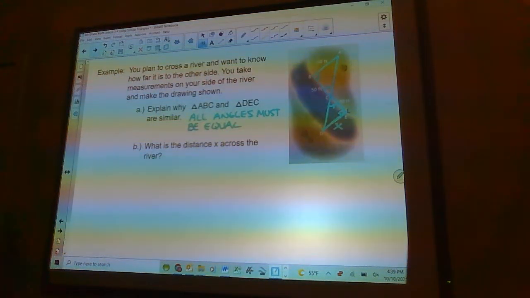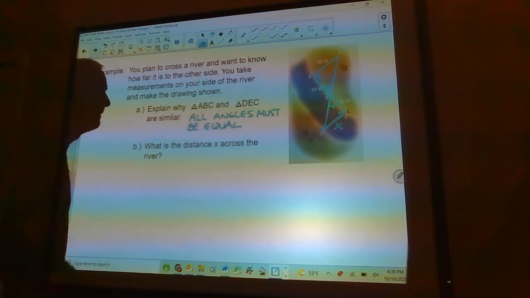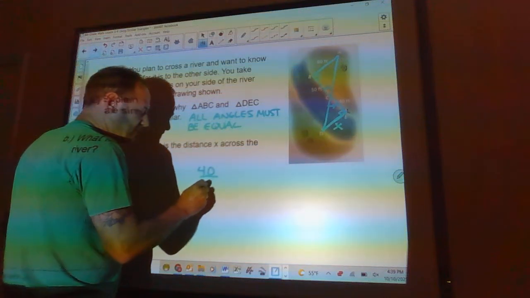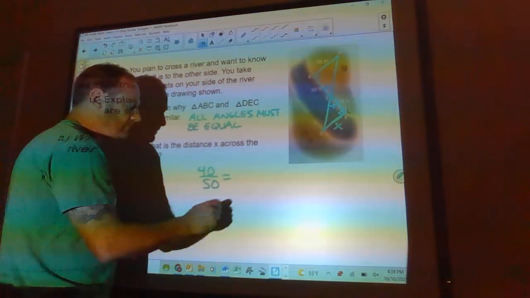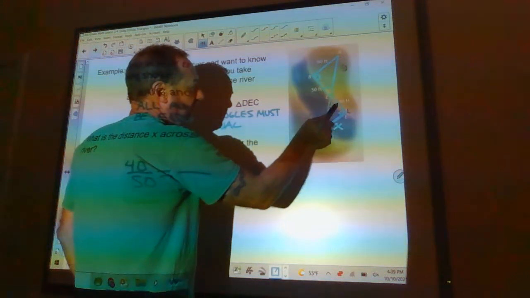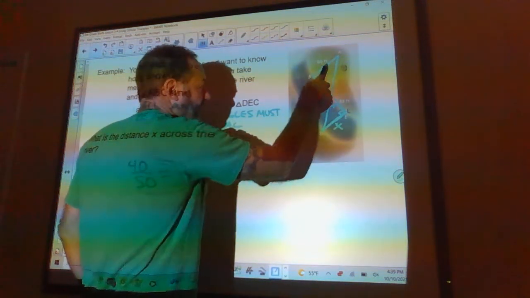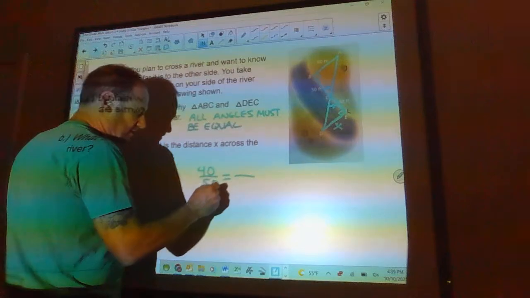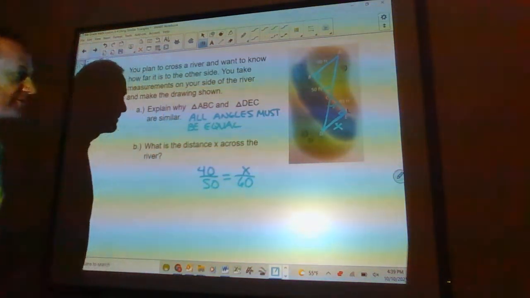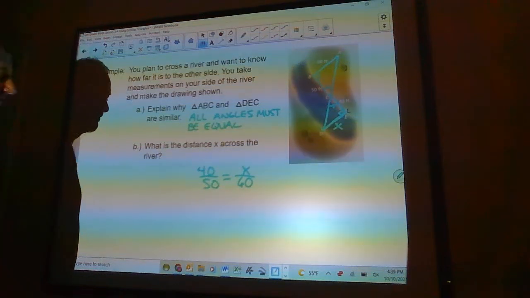Okay, so what's the distance across the river? Well, this side goes with this side. So 40 is to 50 as, okay, so this is the smaller triangle. This is the larger triangle here. So the larger is on the bottom here. The larger has to be on the bottom here. So the smaller one's going to be X, and I just need to solve this.